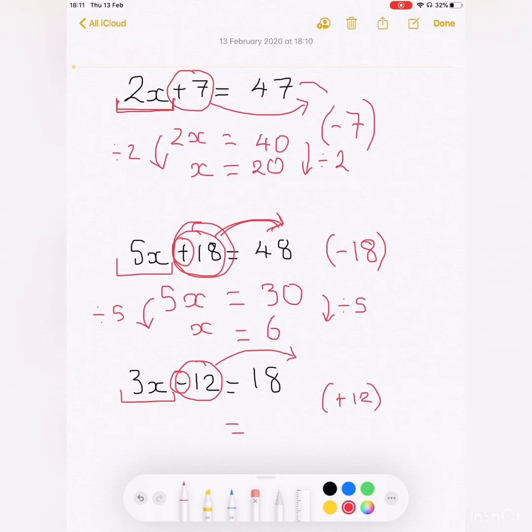So now we get 18 plus 12, which is 30. So 3x equals 30, because that's all that's left on that side. So therefore, to get 1x, well, we divide that side by 3. Therefore, we must divide this side by 3. So x equals 10.